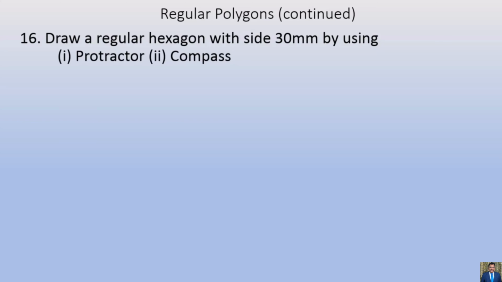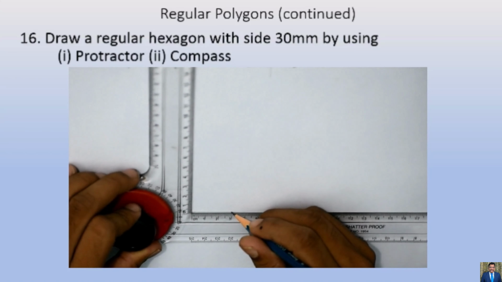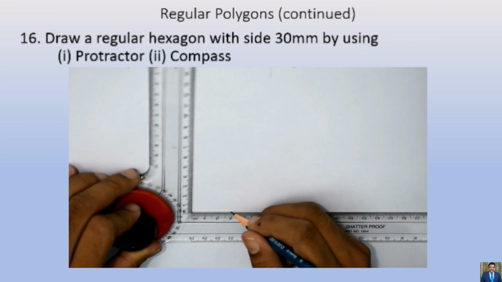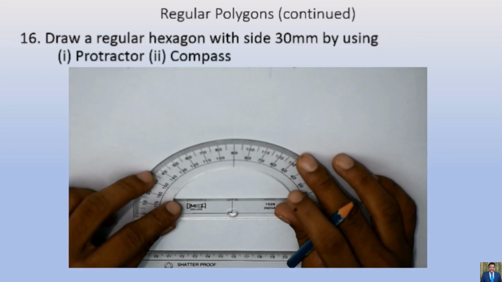Now, question number 16, we have to draw a hexagon with protractor and compass. So we have to use protractor and compass here. So let us first draw this regular hexagon by using the protractor method. So the first line would always be a straight line, drawn with the normal drafter scale.